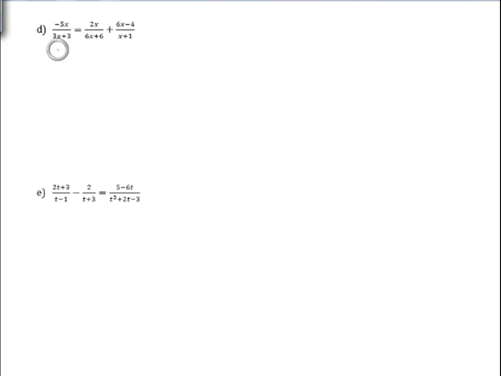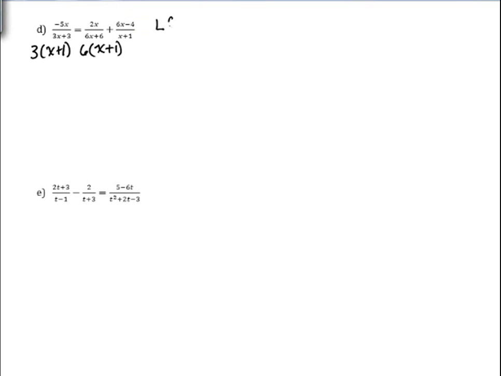Negative 5x over 3x plus 3. We can factor this 3x plus 3 as 3 times x plus 1. Equals 2x over 6x plus 6, and we can factor the 6x plus 6 as 6 times the quantity x plus 1, and then plus 6x minus 4 over x plus 1.